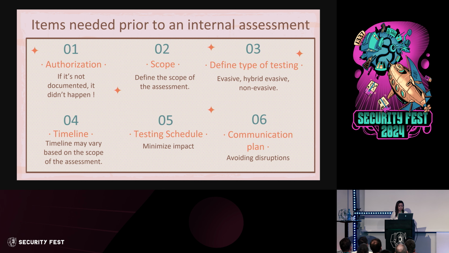You also want to have a defined timeline, and this is typically based on the scope of the assessment. You want a testing schedule, especially since a domain controller is such a sensitive component of Active Directory and could potentially affect other services like SSO. You also want a communication plan to avoid disruptions, and I have a really bad story about this.